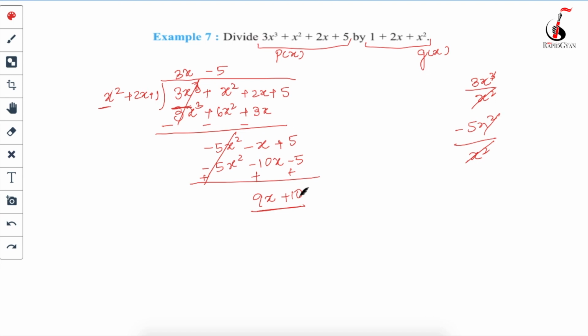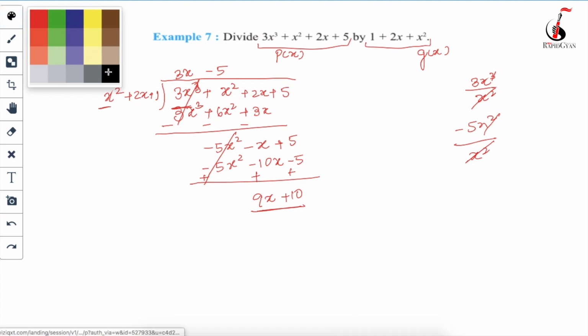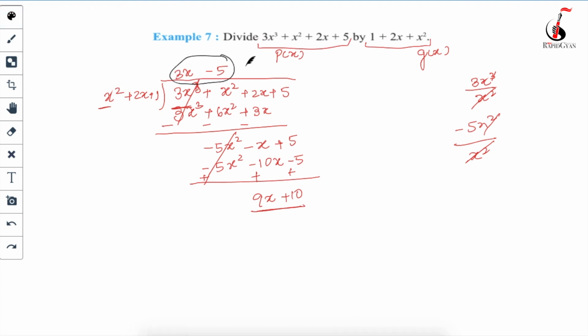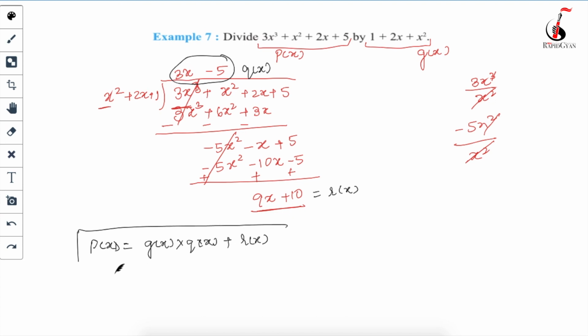So check here what I have told you. If this is your P(x) and this is your G(x), then of course this 3x minus 5 is your Q(x), which is your quotient, and 9x plus 10 is your R(x). This we can write in the form P(x) equals G(x) multiplied by Q(x) plus R(x). This is the division algorithm of polynomials. Hope you guys understand where it's satisfying.